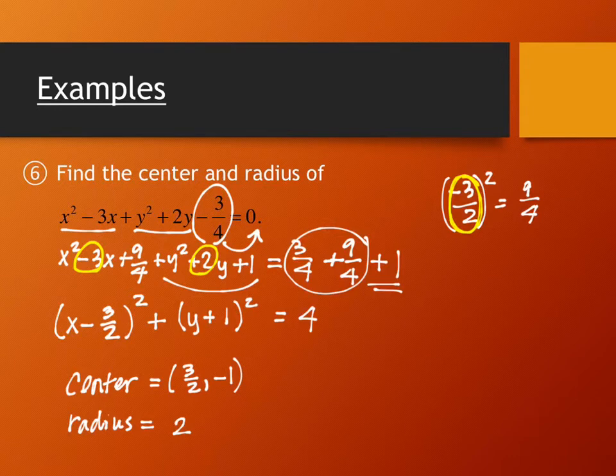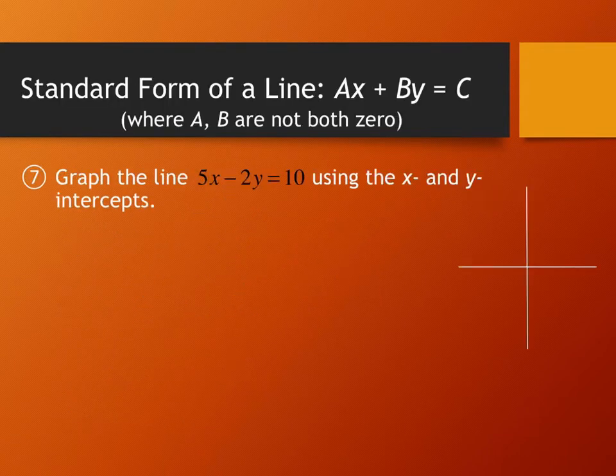The last thing in this section that we're going to take a look at is just a little bit about lines. In particular, we're going to look at the standard form of the line first. The standard form of the line is written as ax plus by equals c. And there are some considerations for it to be considered standard form. A and b are not both 0.